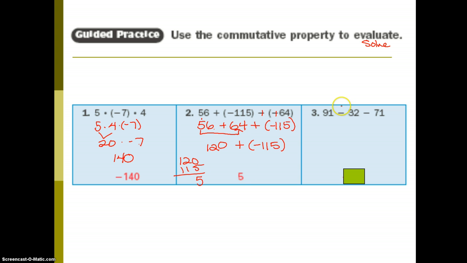Number 3, did you change your subtraction to adding the opposite? Adding the opposite.